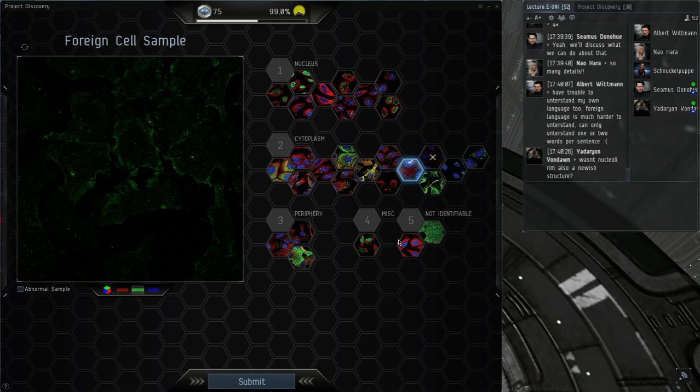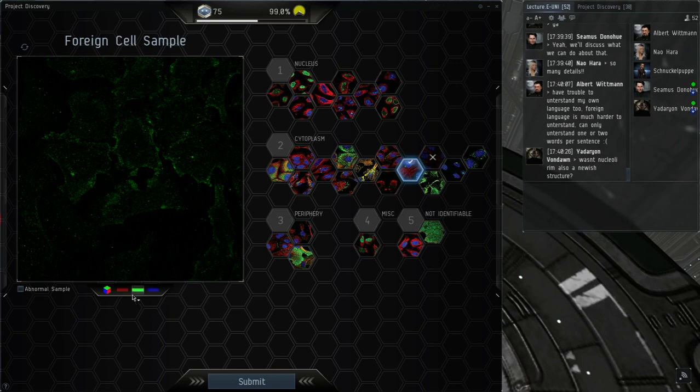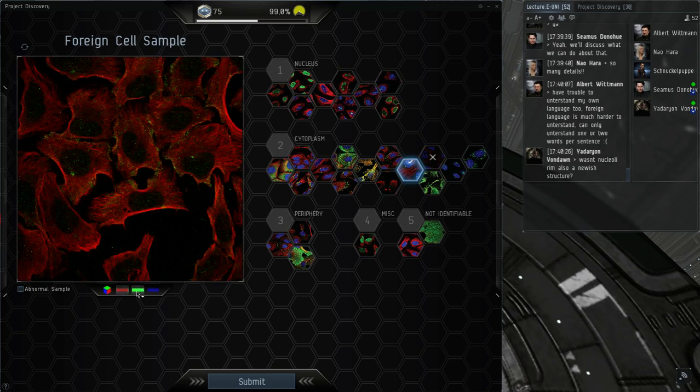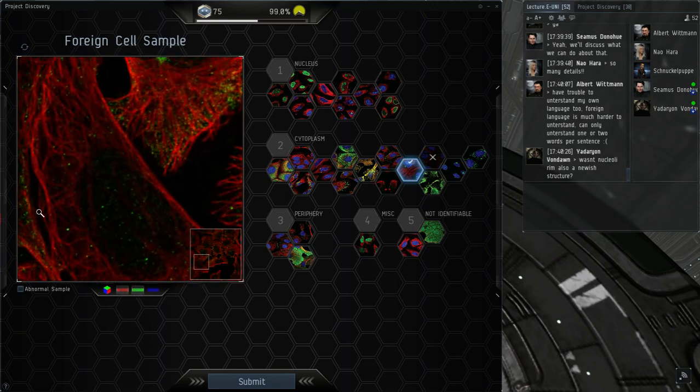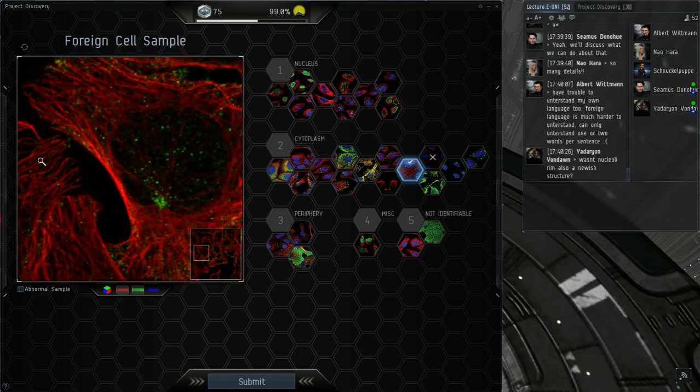I will not annotate cell-to-cell variations, even though we don't see it in all cells, mainly because I don't think we can see the red part coming together in any of the other cells. So I think the reason for us not seeing it in green is that it's really out of focus.